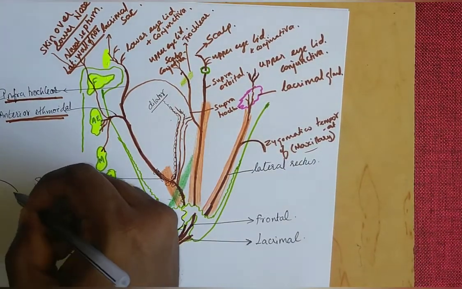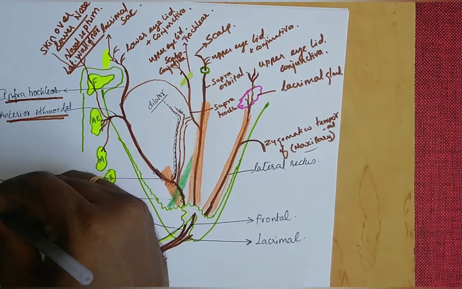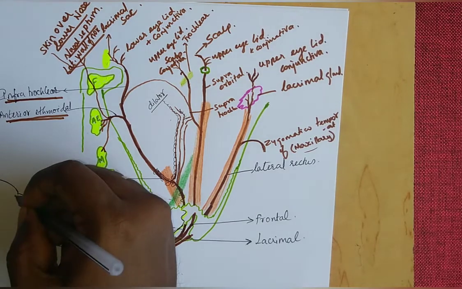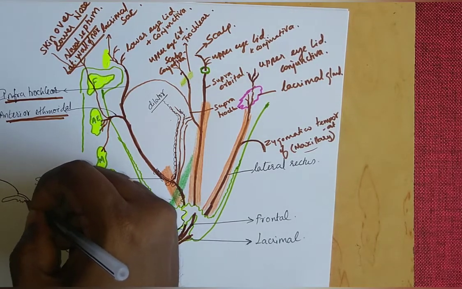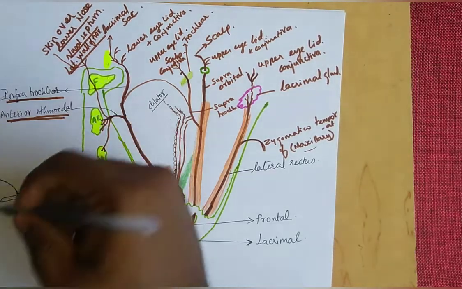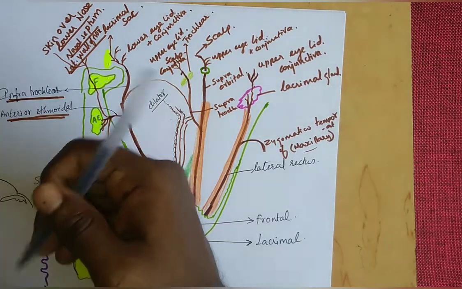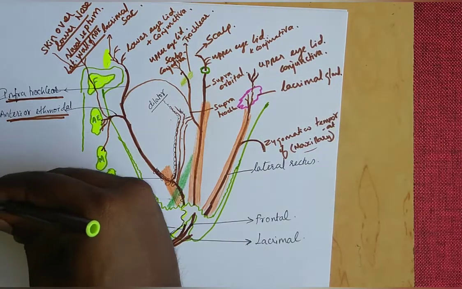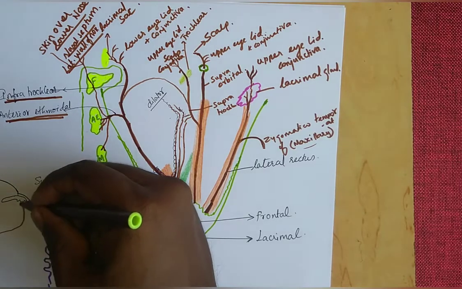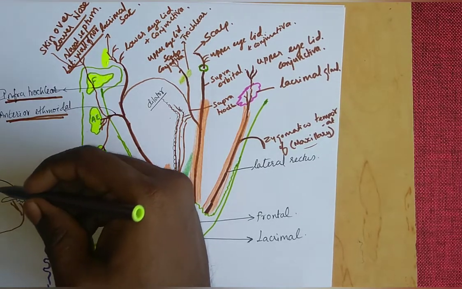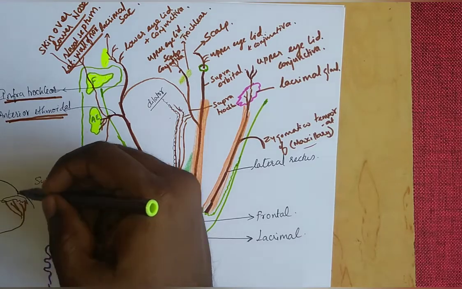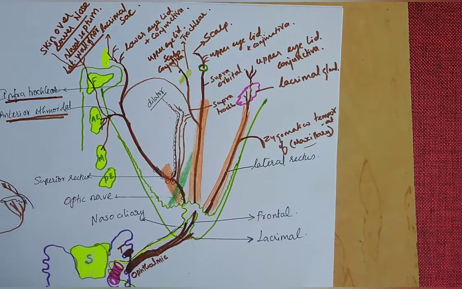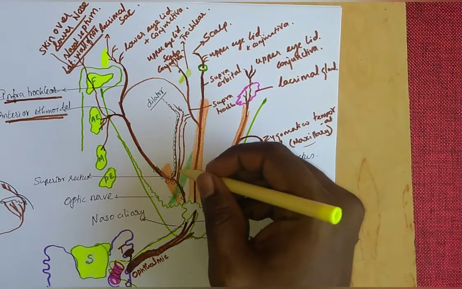So if you take, this is the eyeball, this is the cornea, this is the iris, and this is the ciliary body. So it will be traveling all around, and it will be giving the sensory fibers to all these structures, including the cornea. Okay, that is about the nasociliary nerve, the long ciliary nerves.